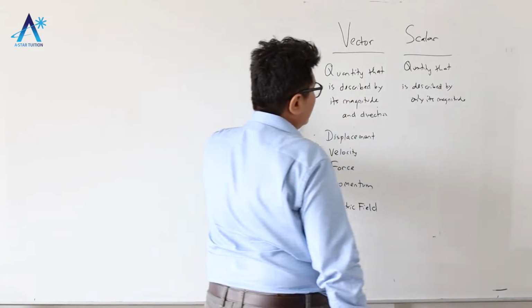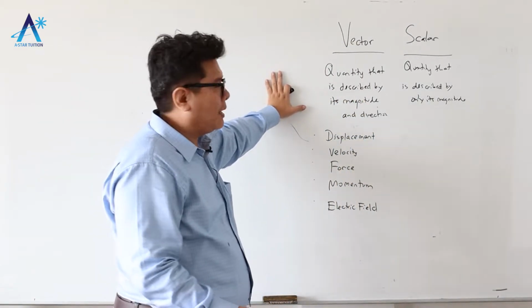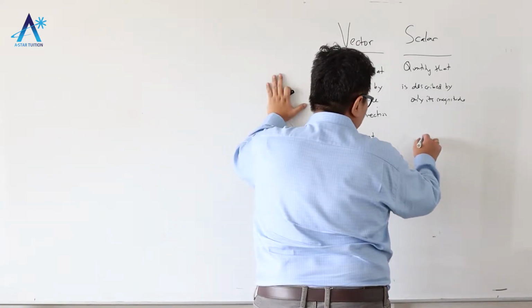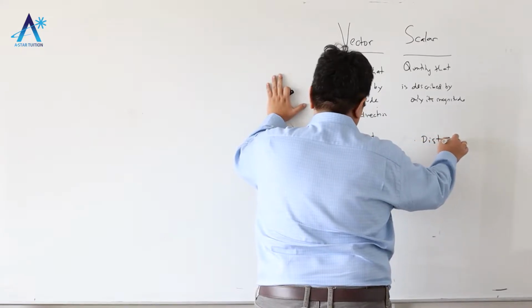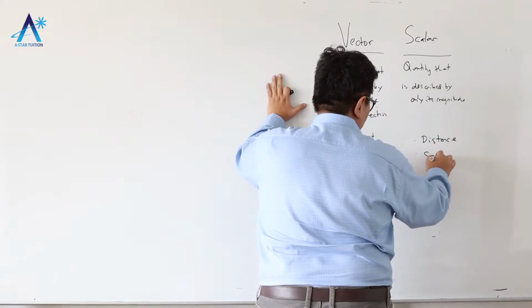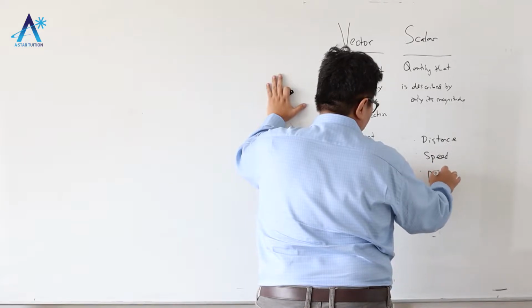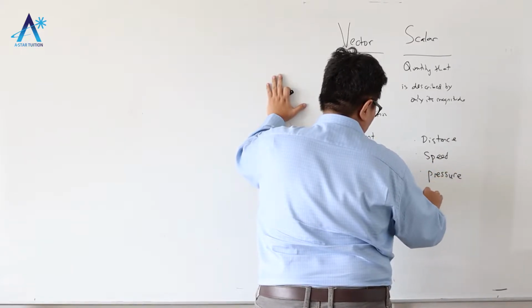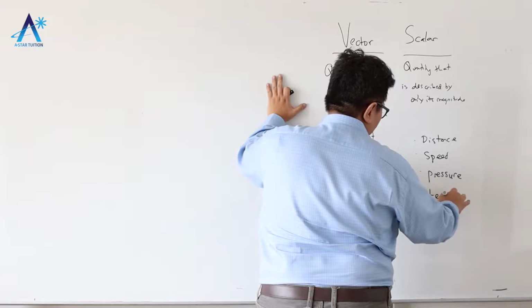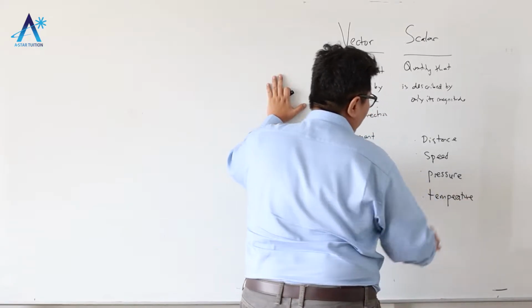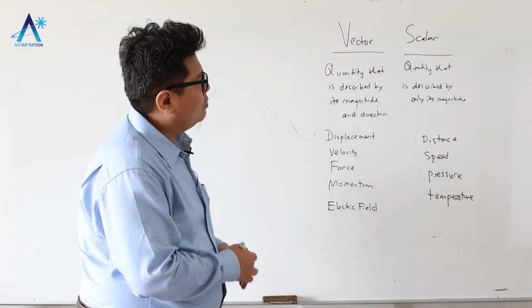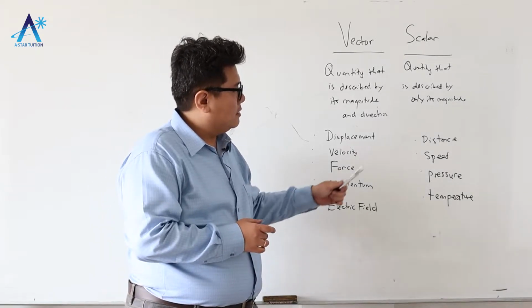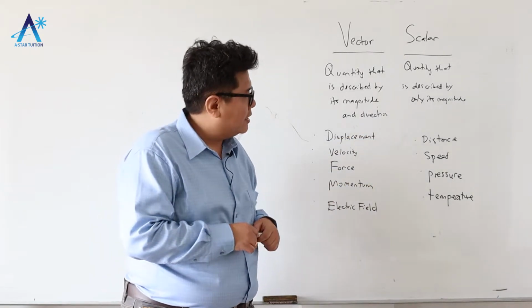A scalar is a quantity that is described only by magnitude. An example is distance, for instance. The speed, pressure, as well as temperature. So these are quantities for which we do not need to describe the direction, because there is no direction, only magnitude.